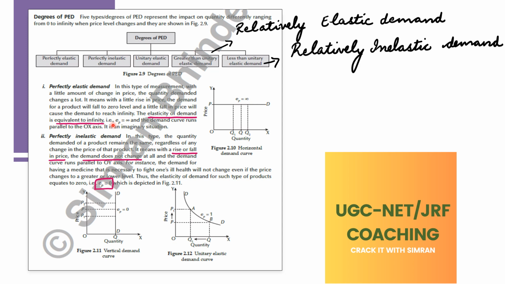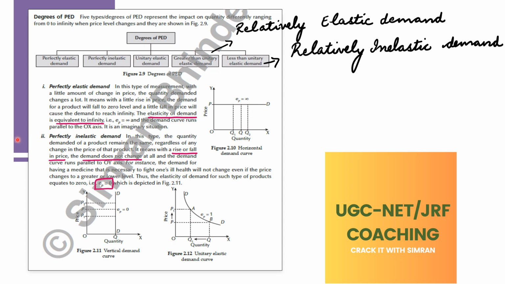It is represented like this: EP is equal to infinity, and the demand curve in this case is parallel to the OX axis. Right? So you understand that with a little rise or little fall in price of the commodity, the demand falls to zero or reaches infinity. The demand curve is horizontal to the OX axis, and it is an imaginary situation. It is not a realistic situation, and this type of demand curve is found in a perfectly competitive market. These are the points to remember.